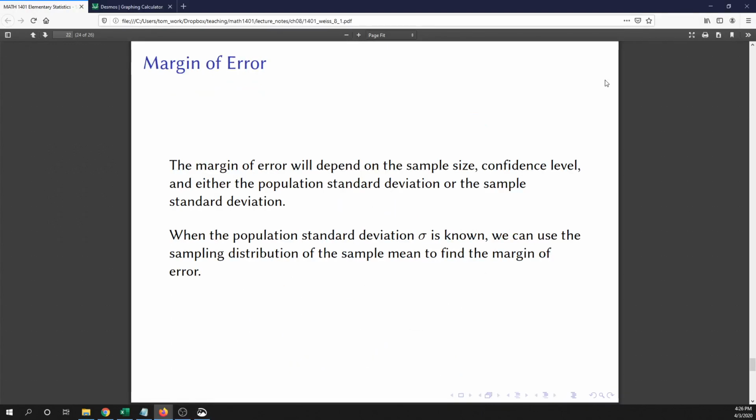All right, so just a little bit about the margin of error. The margin of error is going to depend on the sample size and the confidence level, and also the population standard deviation or the sample standard deviation. In section 8.2, we will talk about exactly how margin of error and sample size are related, and how the confidence level and the margin of error are related to each other.